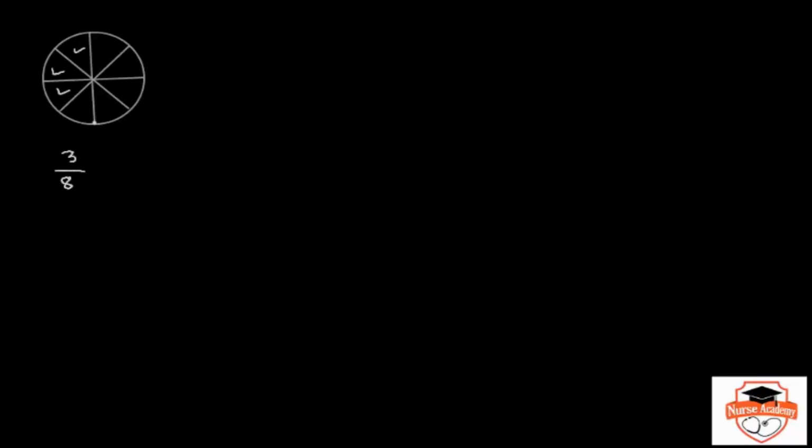After some time, I feel more hungry. I eat this and this. So that's 2 more pieces, 2 out of 8. So I eat another 2/8. And the question is, what fraction of the pizza have I eaten in all? That means essentially, I add up the 2 parts that I've eaten. I add up 3/8 with 2/8.